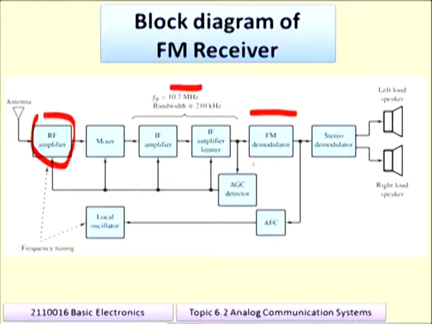Then we will get a stereo output here. The function of AGC is automatic gain control. If your signal strength varies at the antenna, you will still be able to keep the output constant. Even if there are input variations, the output will remain the same because of this automatic gain control block.